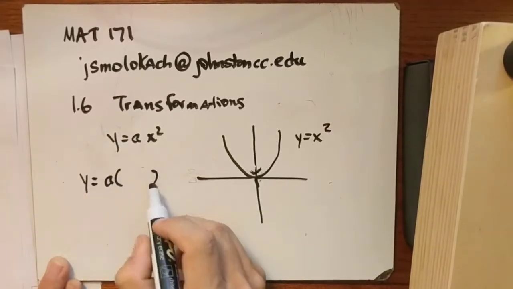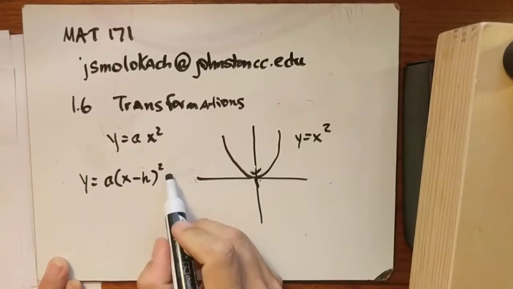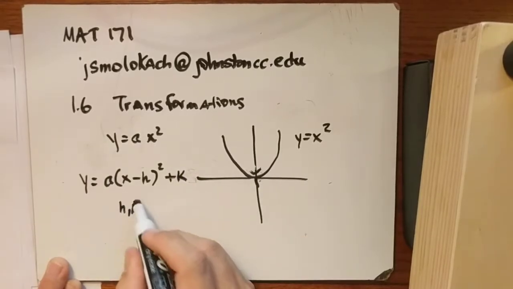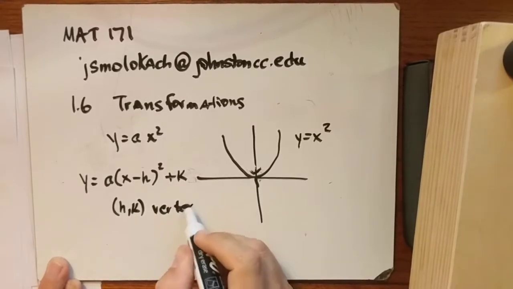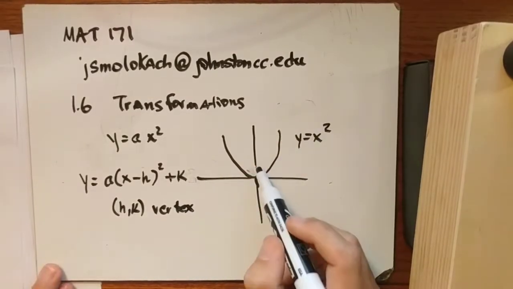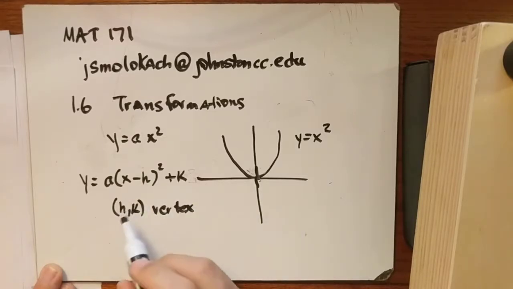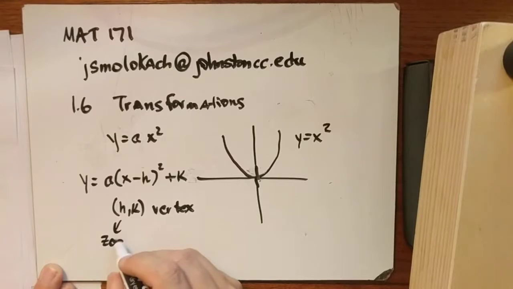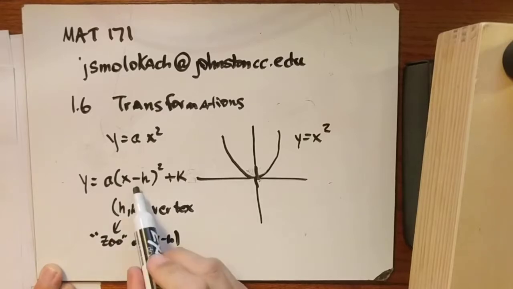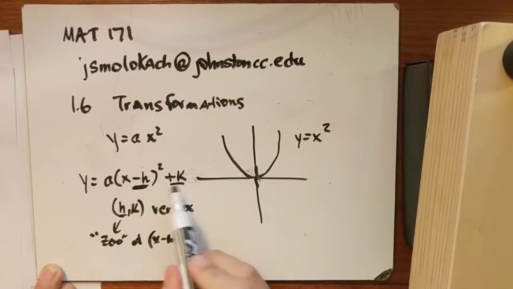There's a couple other things we can do. We can take our graph, subtract from x, and then add to the whole y value. So h and k are the coordinates of the vertex. The role that h plays is that it moves the graph left and right. Here it's the opposite. H is the 0 of x minus h, so whatever is in here, you take the opposite for h. It's the opposite of the h in here, but it's the same as k.